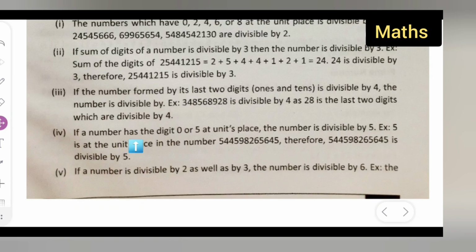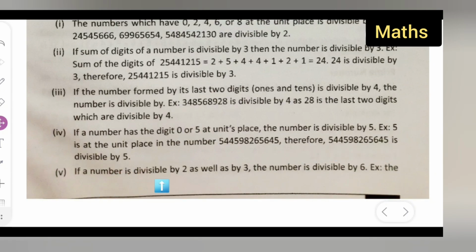If a number has the digit 0 or 5 at the unit place, then the number is divisible by 5. The last digit is 0 or 5, because in the table of 5 we get 5, 10, 15, 20, so the last digit is 0 or 5. Example: 5 is at the unit place in the number, the last digit you can see is 5. Therefore this is divisible by 5.